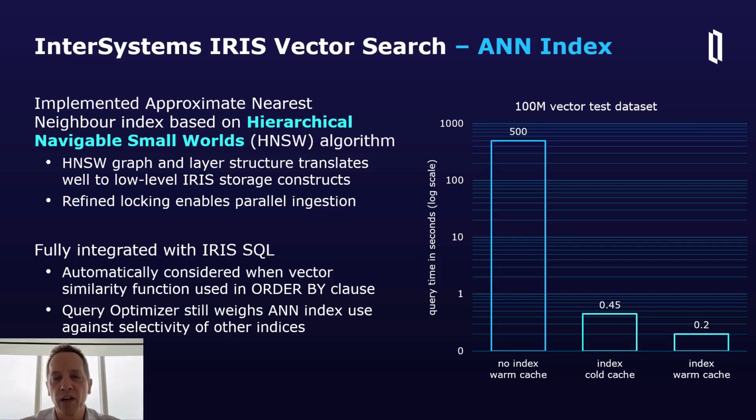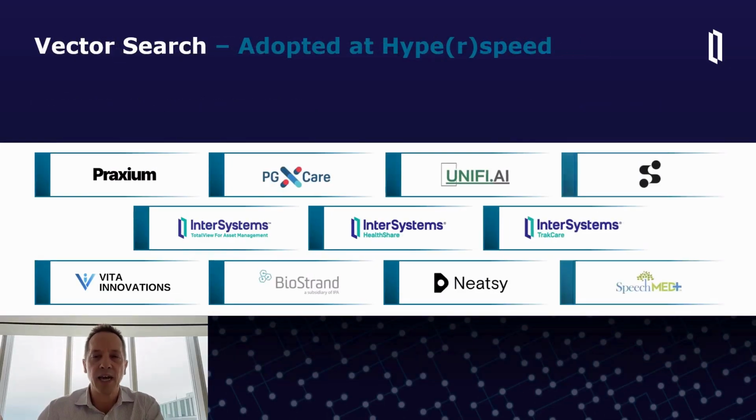Our query planner actually takes into account these approximate nearest neighbor indexes and weighs whether or not to use them. As you can see, when they are being used, you can get huge speedups. That's on a log scale, going from 500 seconds when you do a non-index query in vector space compared to less than a second with the vector index turned on.